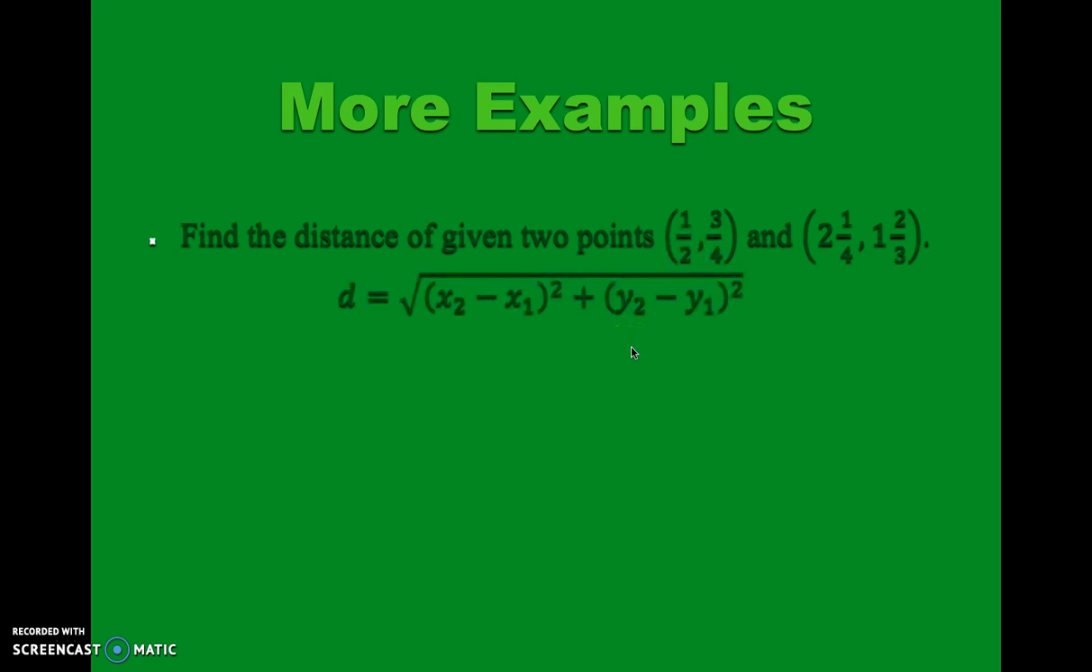Find the distance of the given 2 points, (1/2, 3/4) and (2 1/4, 1 2/3). (1/2, 3/4) would be x1, y1, and (2 1/4, 1 2/3) would be x2, y2. x1 is 1/2, y1 is 3/4, x2 is 2 1/4, y2 is 1 2/3.